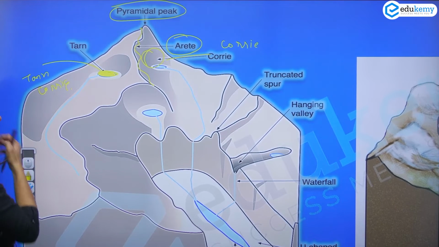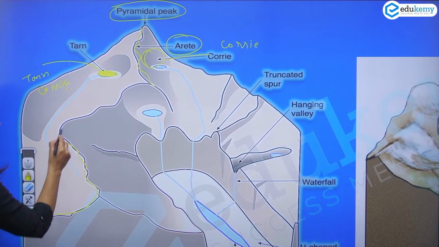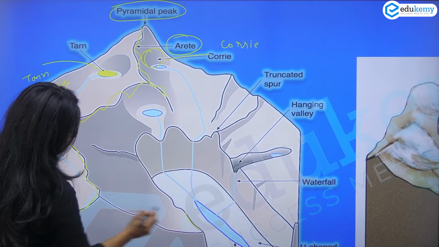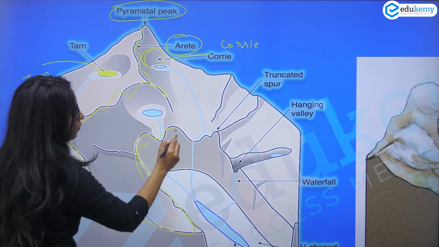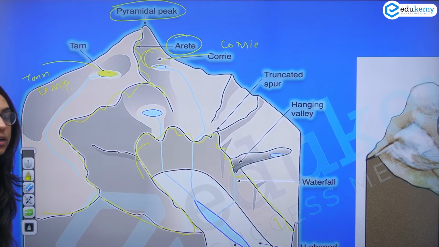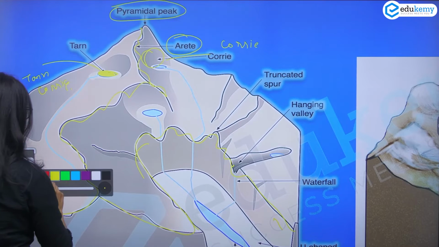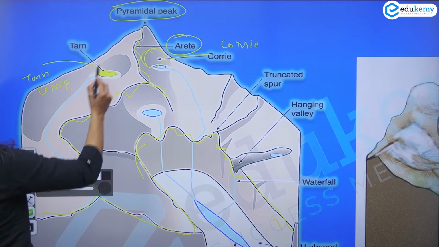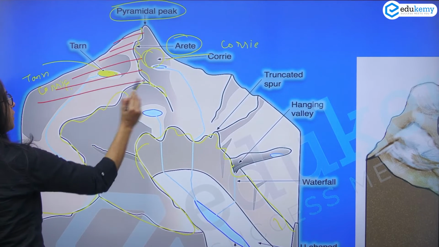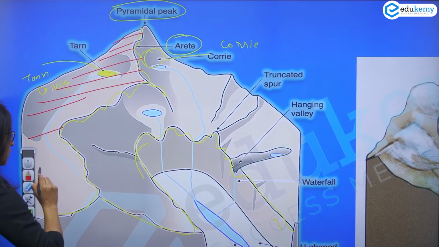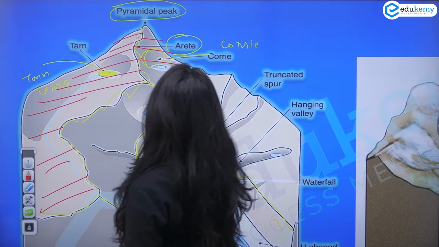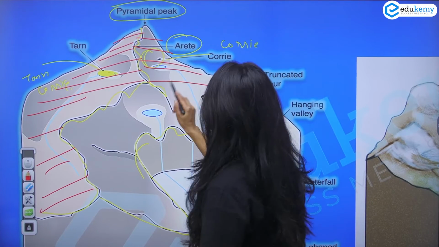Then what happens is, this is the highland, this is the mountain. I would color the mountain in brown so that you understand it in a better manner. So I'm coloring the mountains with this red. The red part that I'm showing you is the mountainous landscape.